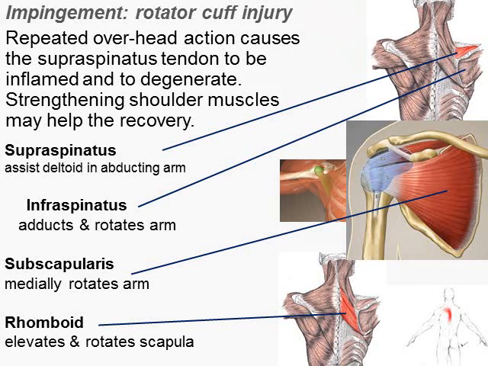Rhomboids are synergist muscles. They're going to help with the elevation and the rotation of the scapula so that the pressure on these smaller muscles is lessened.